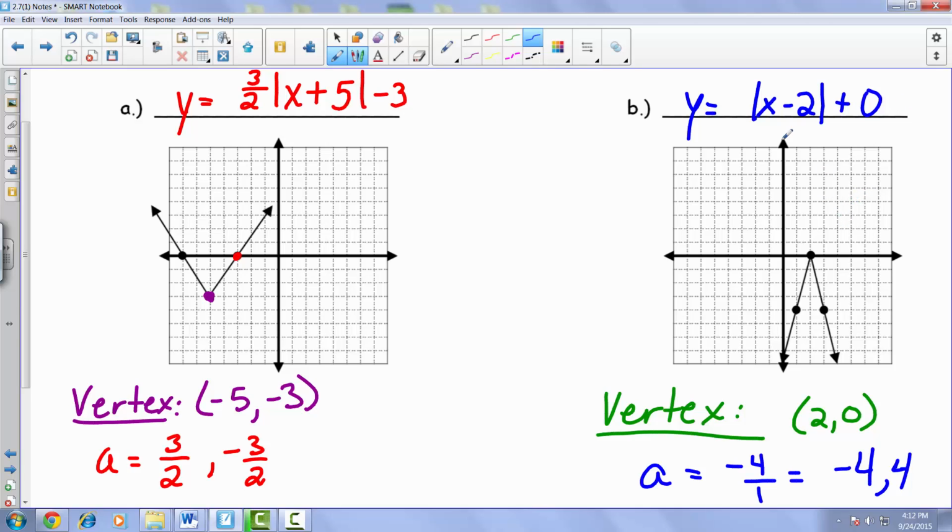The slopes are controlled by the a value in front. Well, here they are, negative 4 and positive 4. Now again, because this v is opening downwards, we're going to use the negative 4 as our slope. So it looks like our equation comes out to be y is equal to -4 times the absolute value of x minus 2 plus 0. You really don't have to have this plus 0 at the end, but I was just writing it there for effect for that k value. But again, that is example 2 from our 2.7 set of notes.